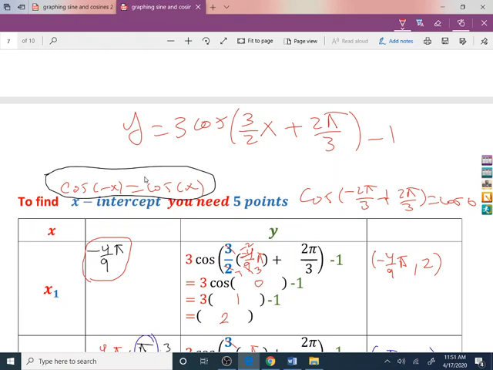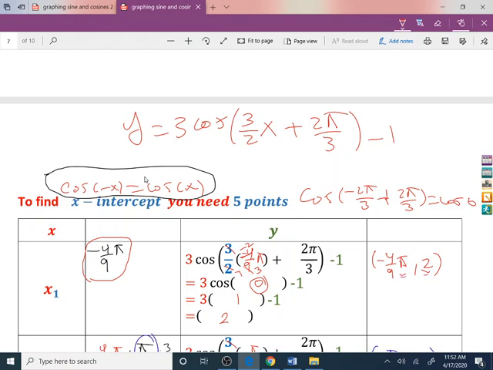Negative 4 over 9 here. We look here, 3 with 3. Negative 3. 3 goes to 3, 1. 3 goes to 9, 3. 2 goes to 2, 1. Negative 4. Now what do I have? Negative 2 pi over 3 and 2 pi over 3. End up 0. Cosine 0 is 1. Right? 3 times 1, 3. Minus 1 is 2. Then my first point, negative 4 over 9 and 2.